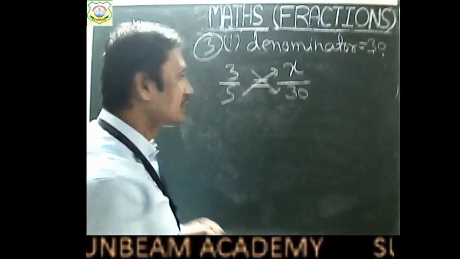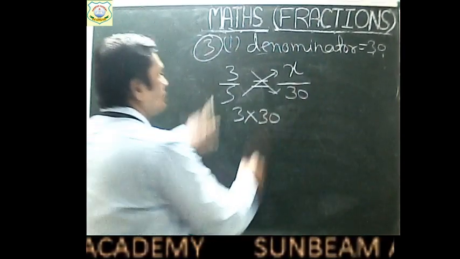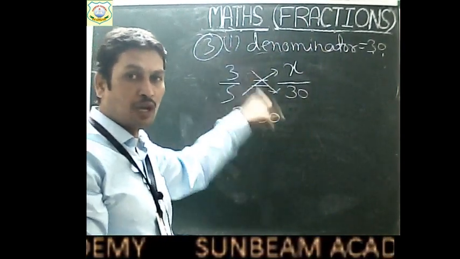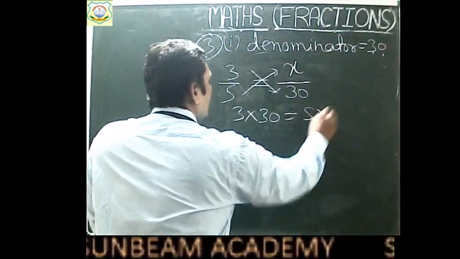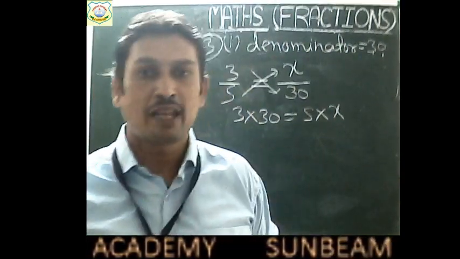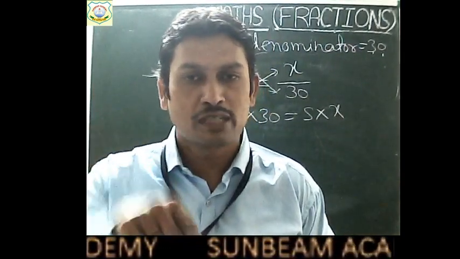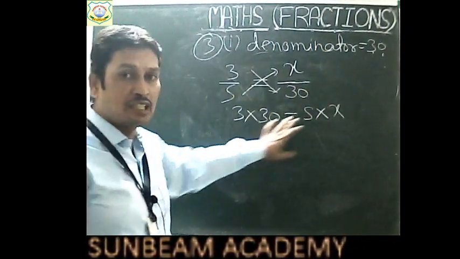So what we will write, children? We will write 3 into 30, okay, up to down, then down to up, equal to 5 into x. So their cross product will be equal. Okay, two fractions are equivalent only when their cross products are equal. Okay, so 3 into 30 equal to 5 into x.